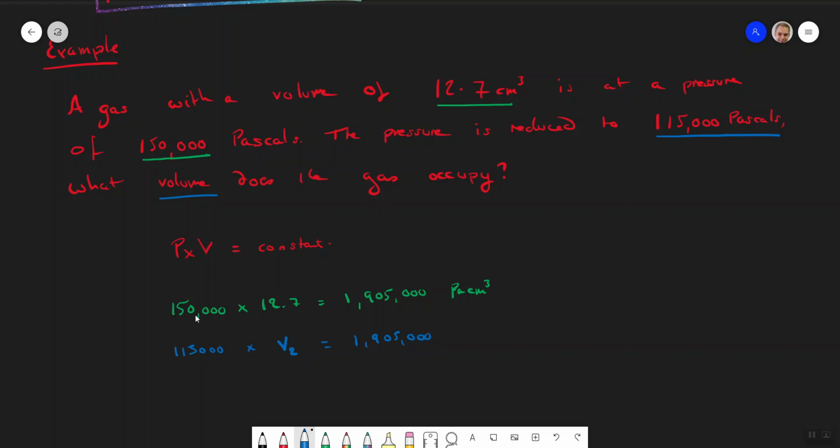And so what this means is that this times this must equal this. Well, that leads us to the idea that the final volume must equal 1,905,000 divided by 115,000.